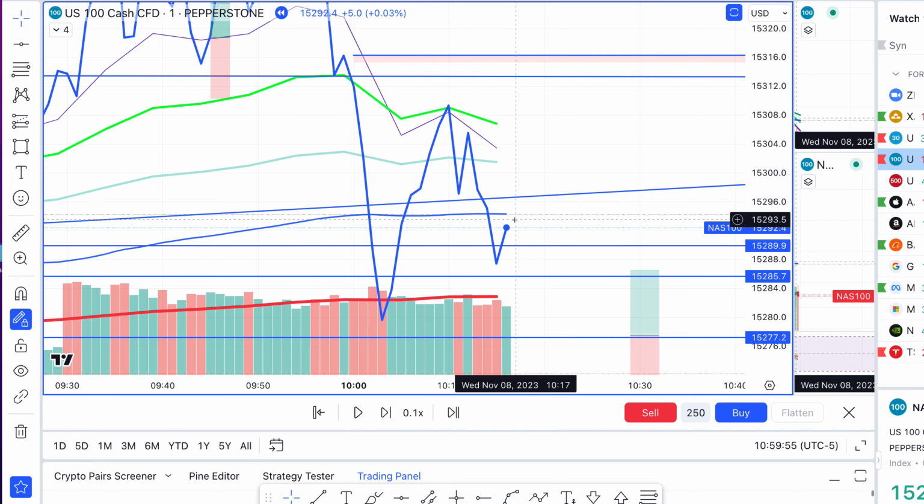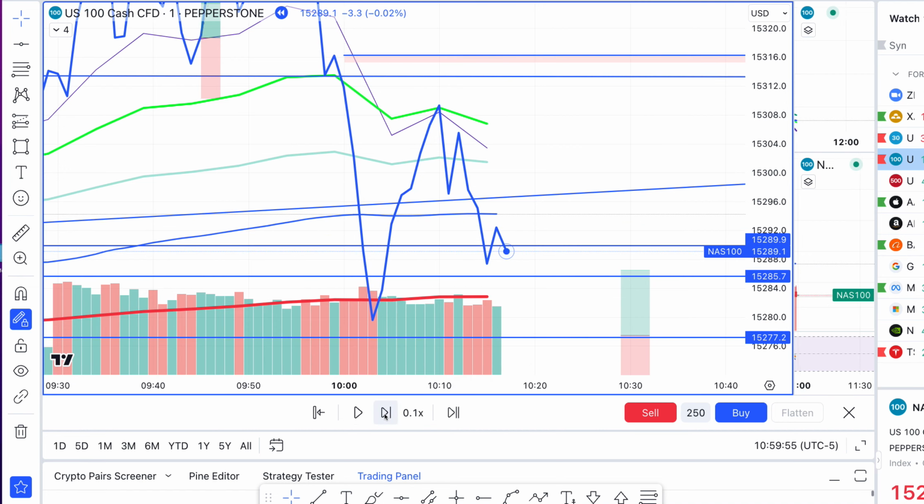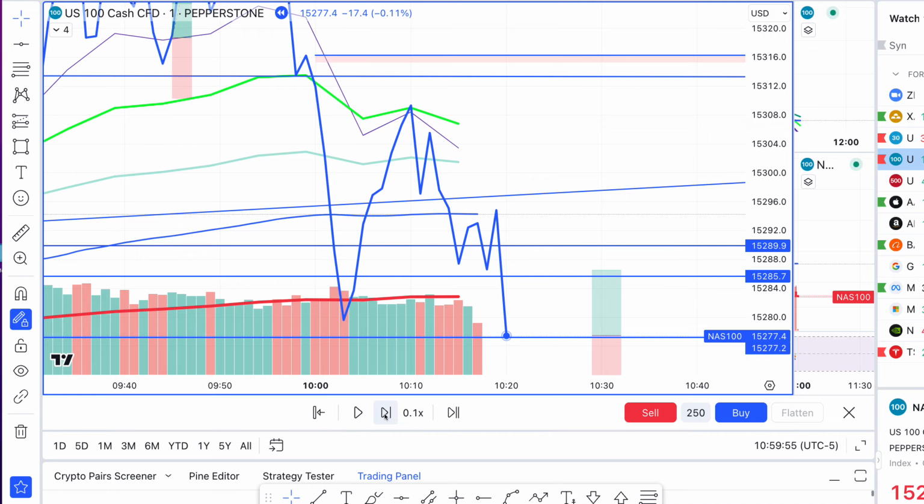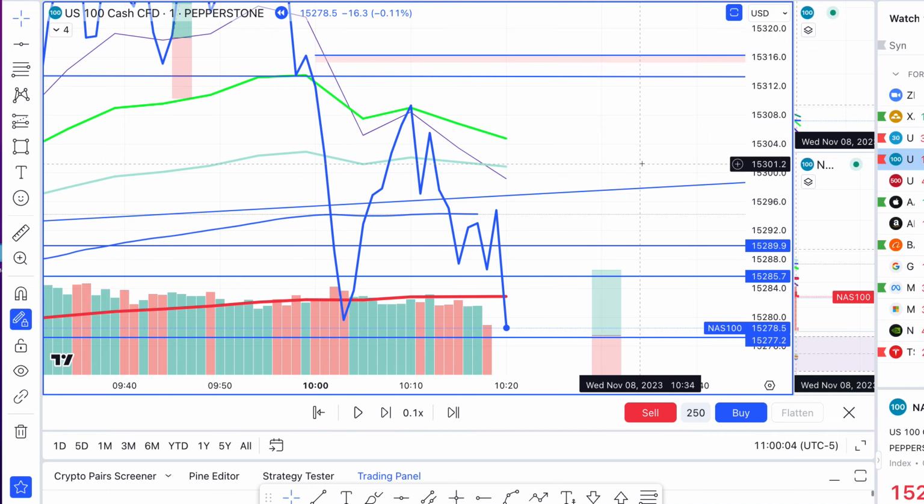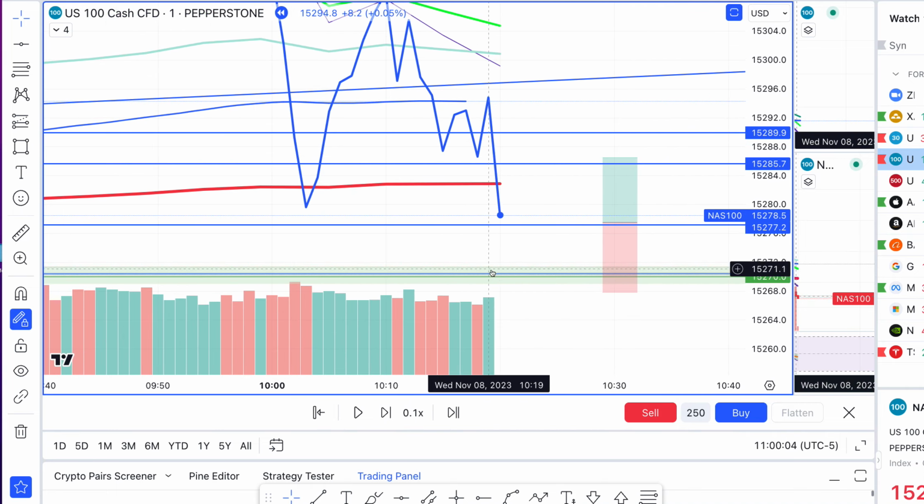Then this is VWAP right here. It puts in another double top against VWAP. You can see it right here. It goes down, pushes down, and now it's pushing down towards that level.